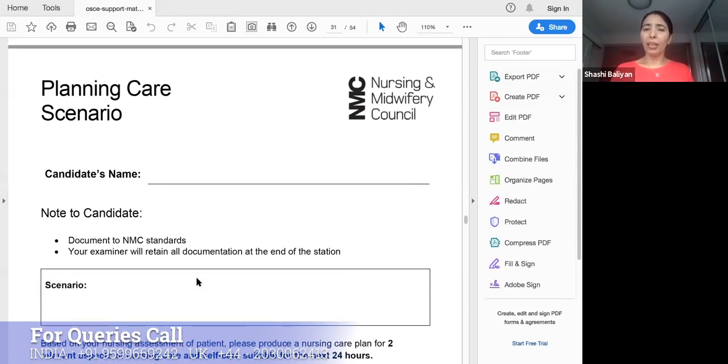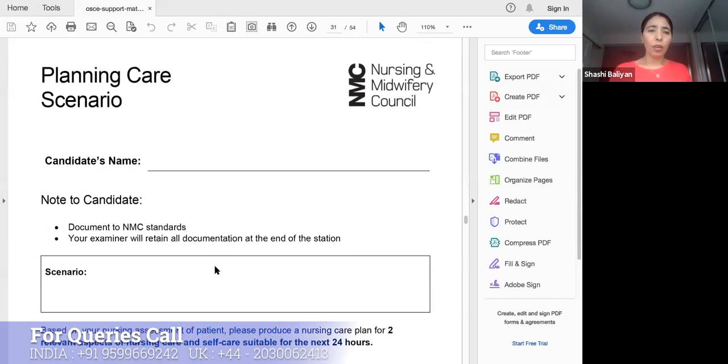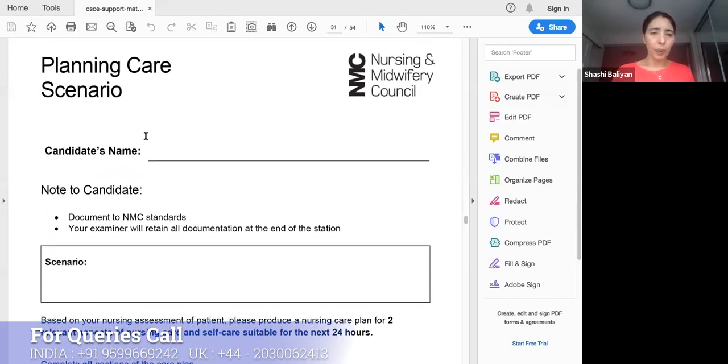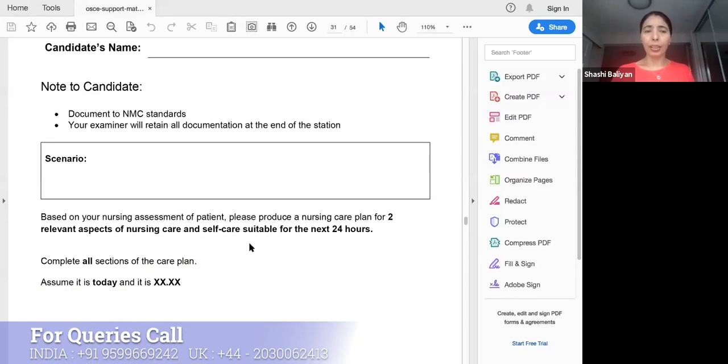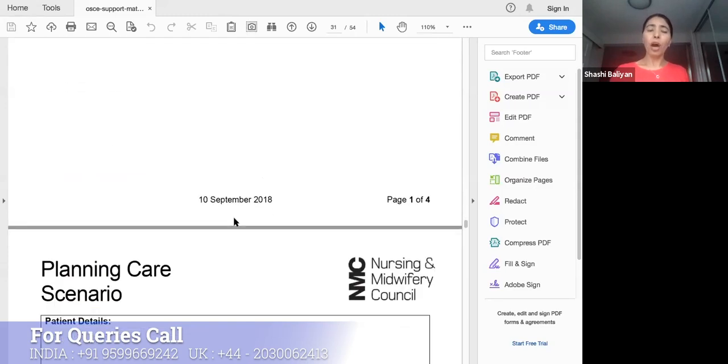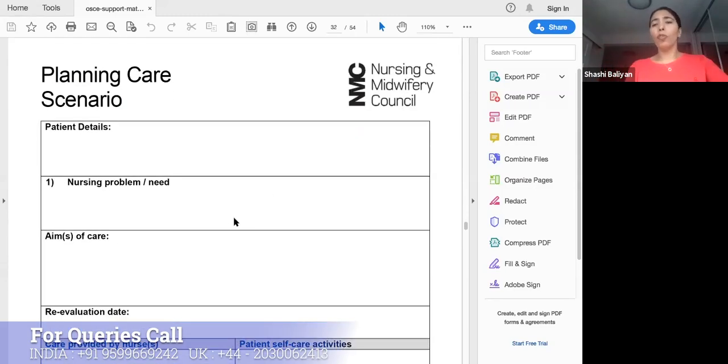Then you come to the planning scenario. This is exactly the thing which is going to be given to you. This is a scenario again, which is going to be written on the day, and you will need to read this before you enter the station. After that, this is what you will be given to write, where I was telling you that you will need to write two of the problems.